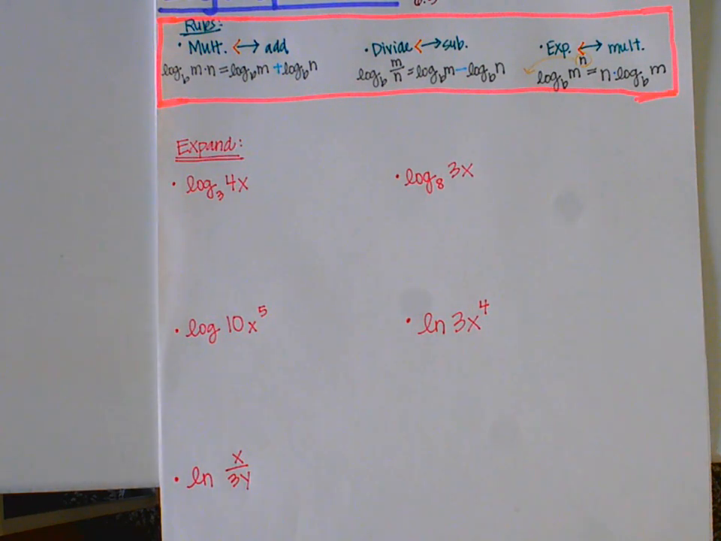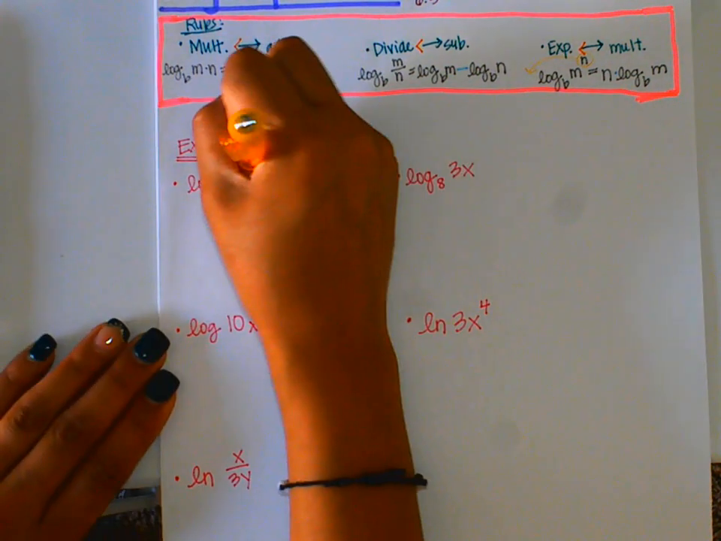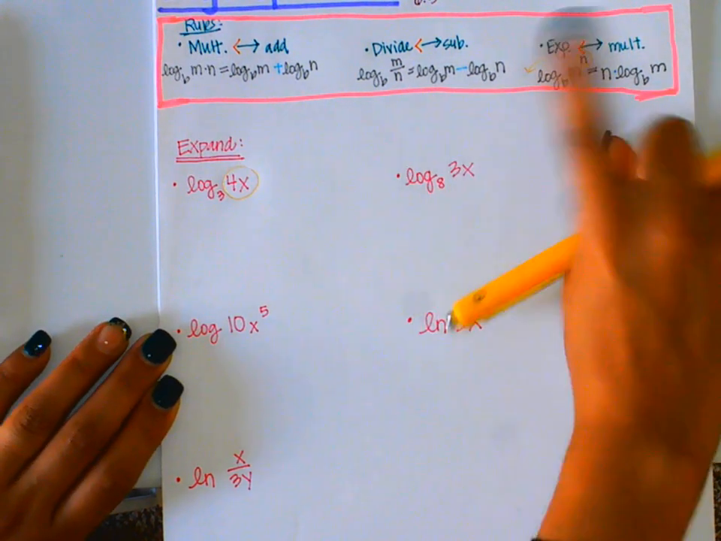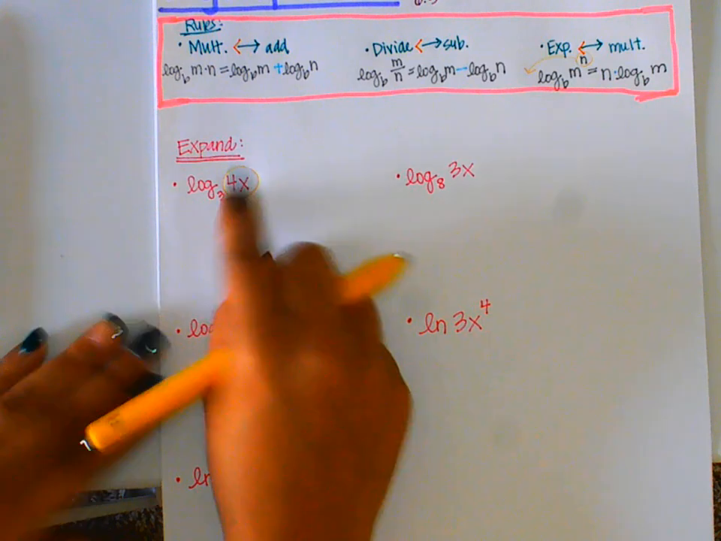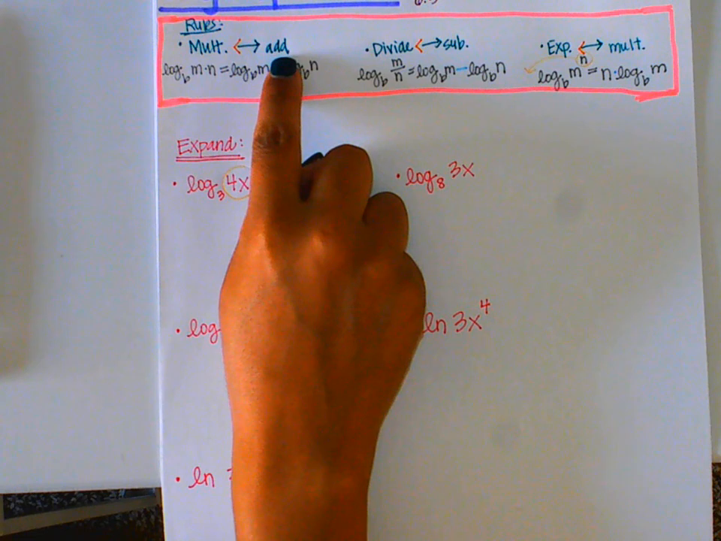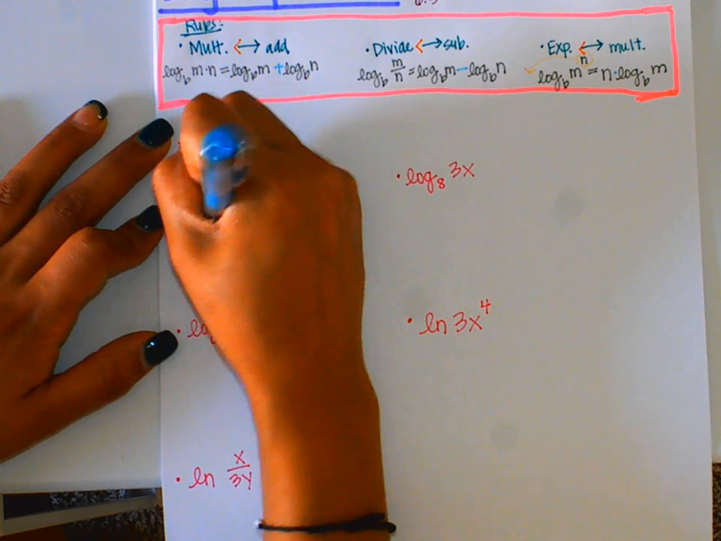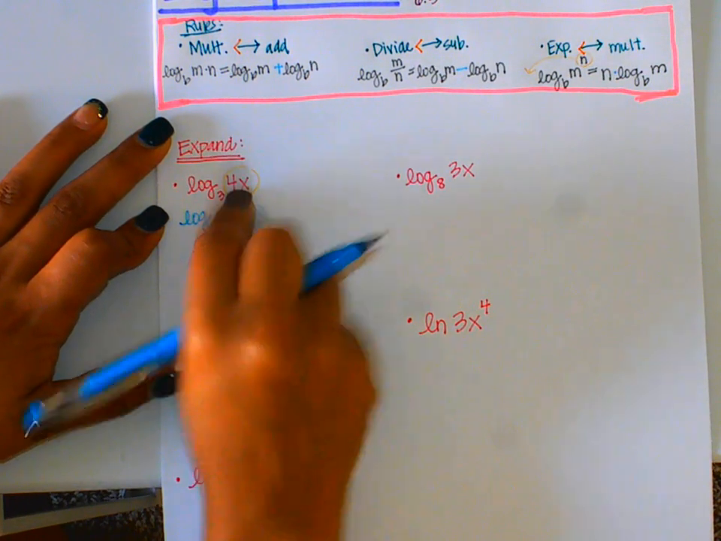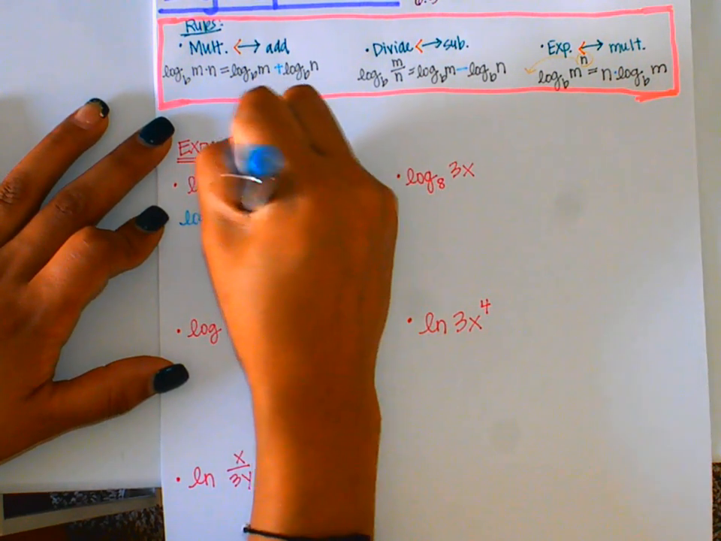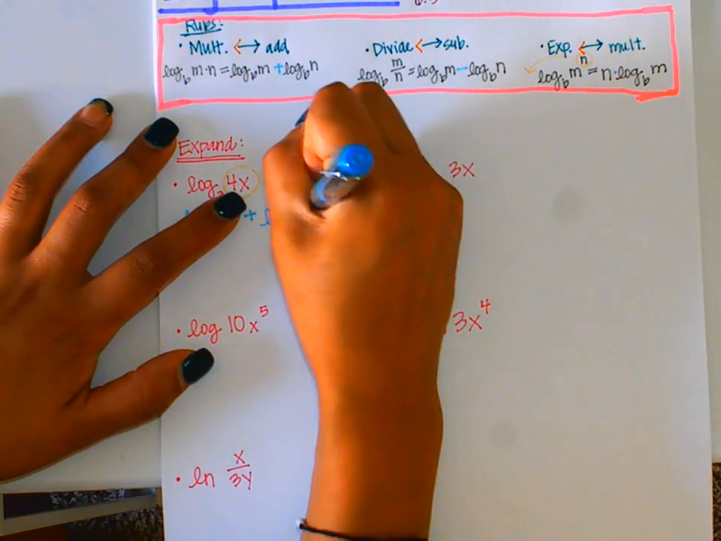The first one is pretty simple. So we have log base 3 of 4x. So you're going to look at this part here and you're going to ask yourself what operation is going on here. So is this multiplying, is this dividing, or is this an exponent? For this one here, when you have a number and a variable next to each other, you are multiplying. So you're going to expand by adding. So I'm going to take my log base 3, and I'm going to take that very first one, which is 4, and then I'm going to combine it with an addition symbol, and then write again log base 3 of the second term, which is my x.